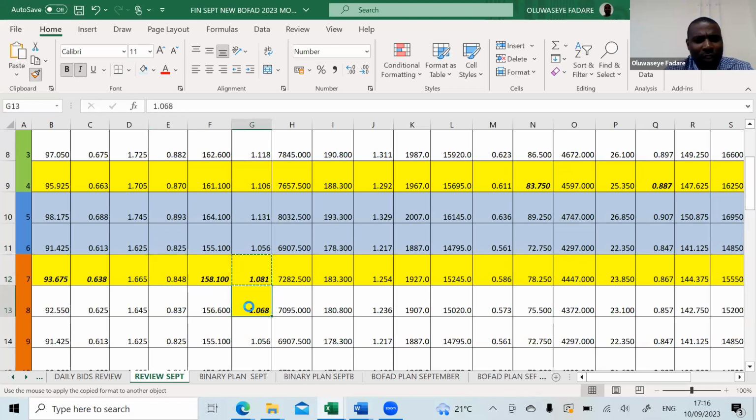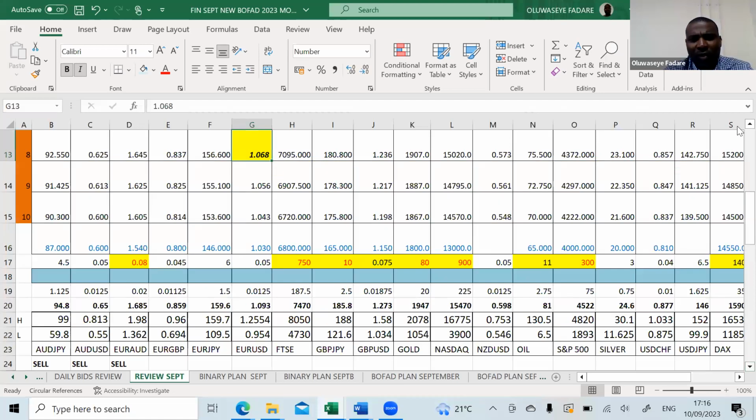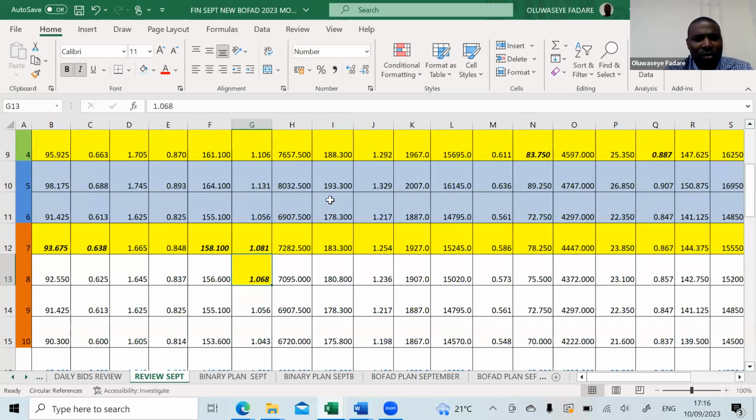For Euro USD, our low is 1.068, which makes it to have activated this. You can see this automatically shows that the market is coming down. So it is already on a low trend. If the market goes back above 1.093, then we start buying upwards. Let's just note the extreme, but this is already a sell.